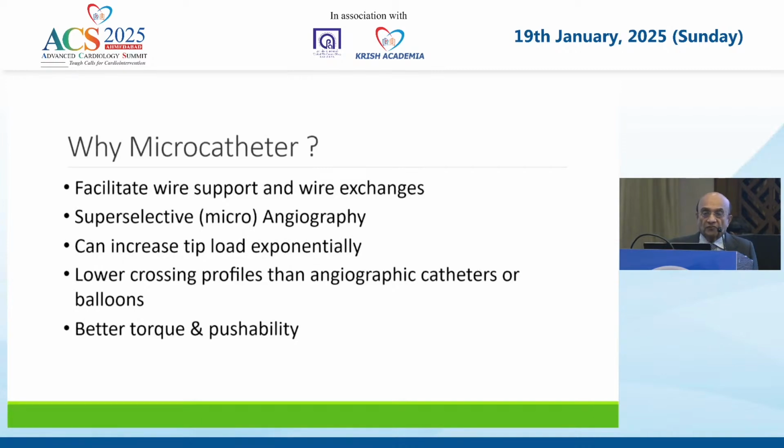All right. What does it do? It facilitates wire and gives the support. It gives you an opportunity to change the wire very easily, and you do not have to keep on re-entering the coronary artery again and again. With a microcatheter, you can do a super selective angiography. It can increase the tip load. When you bring the microcatheter closer to the tip of the wire, the force, the power of the wire is enhanced, can increase the tip load exponentially. Lower crossing profiles than angiographic catheters and balloons, and better torque and pushability, and these are the properties of microcatheters.